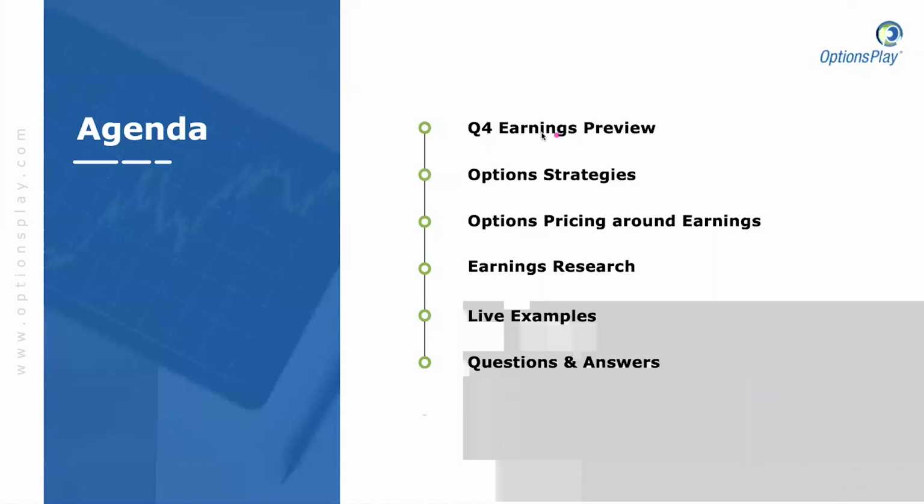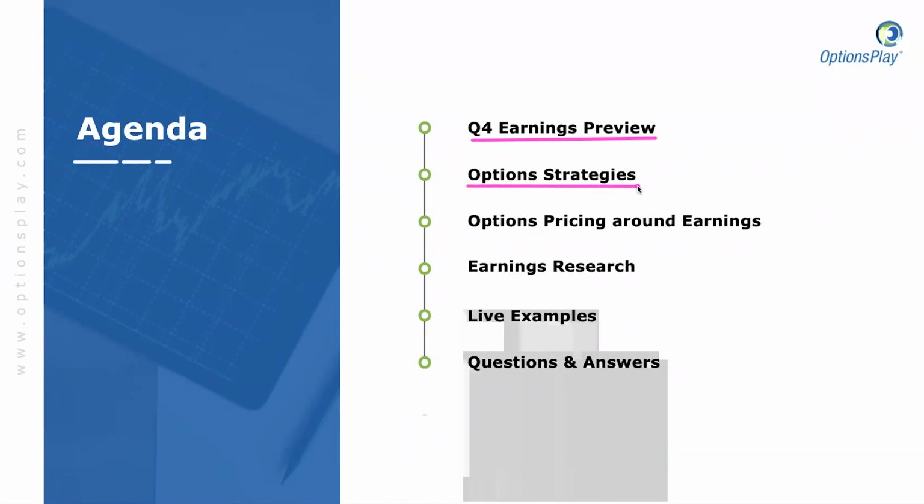So we will start off by taking a look at the Q4 earnings preview. We'll take a look at, generally speaking, what analysts' expectations are for the upcoming earnings season. We'll also talk a little bit about what we saw last quarter. And then we'll talk a little bit about the option strategies that you can trade for the upcoming earnings season.